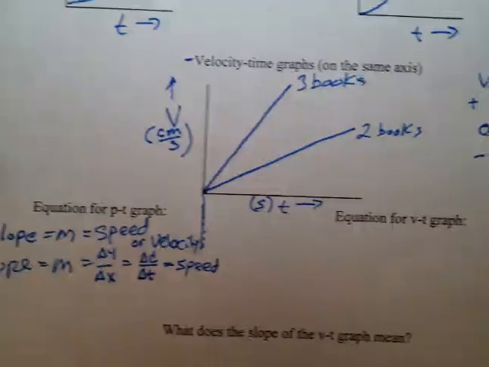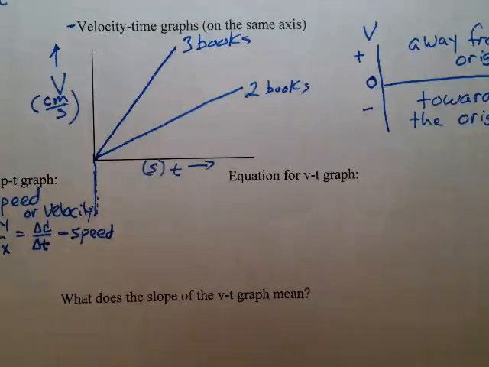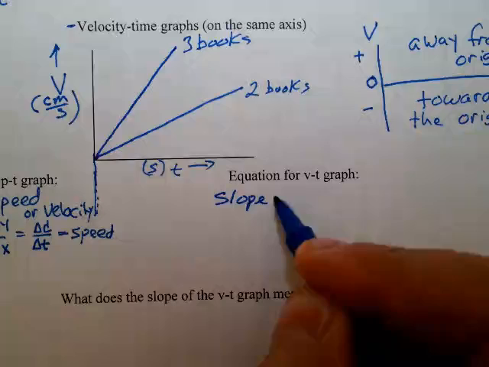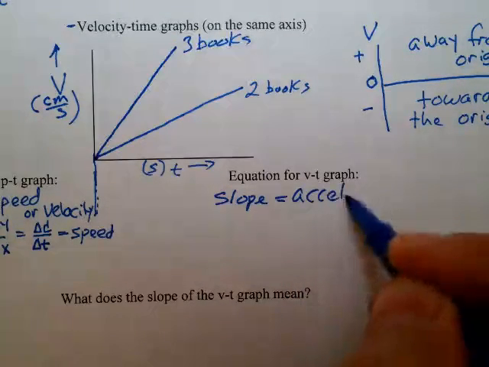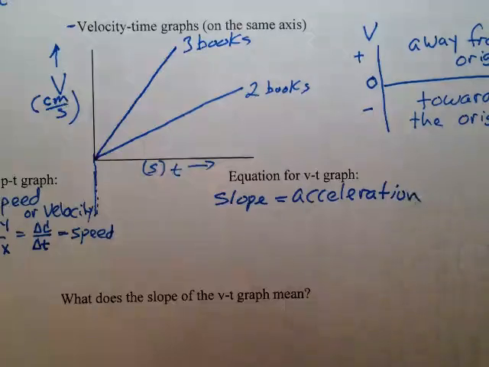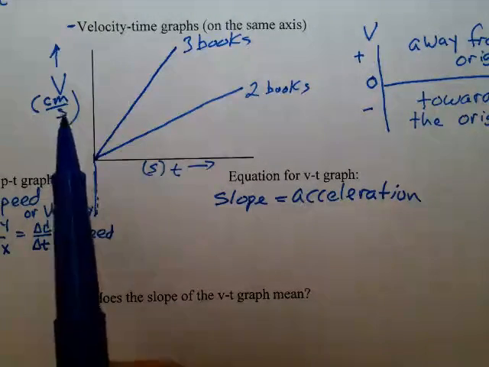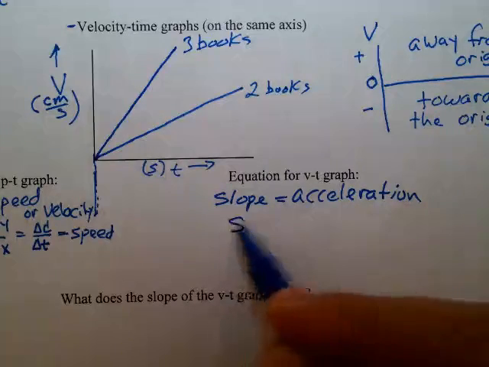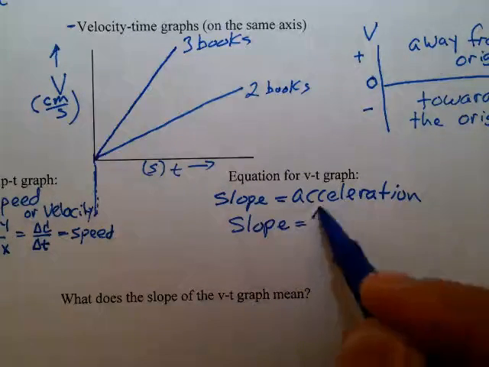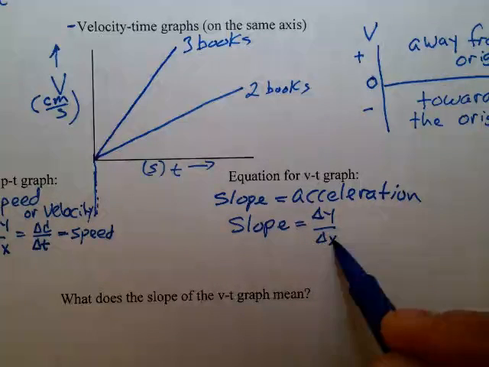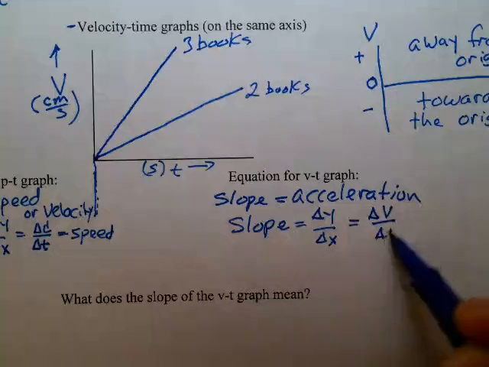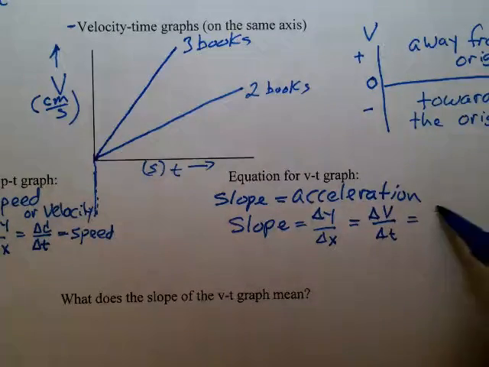But now let's look at the equations for a velocity time graph. Again, the slope of a velocity time graph is equal to acceleration. And if we look back up here again, if we divide centimeters per second by seconds, when we calculate the slope, that gives us an acceleration unit. So let's continue down here. Slope is equal to the change in y divided by the change in x. And in a velocity time graph, that means the change in velocity divided by the change in time, and that is equal to acceleration.